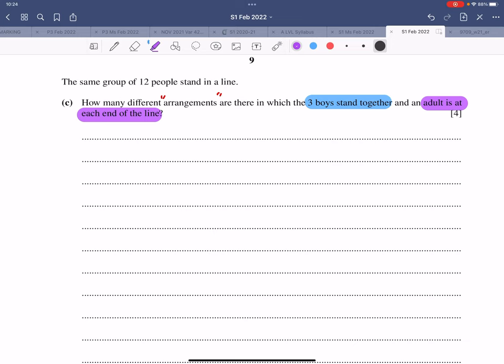So now there is an adult at the front. There is an adult at the end. This is an adult at the front, this is an adult at the end. Let me change the color. That's an adult, that's an adult. So how many adults are there? This is 5P1. 5P1 and 5C1 is exactly the same thing. Now one adult is used up. So this is 4P1. That's the next thing.